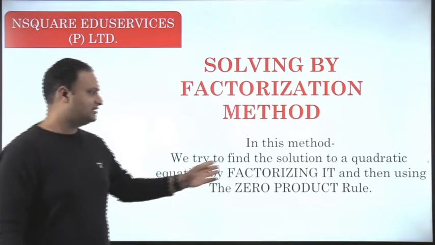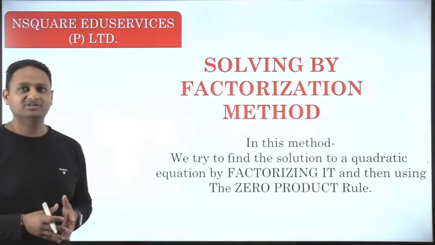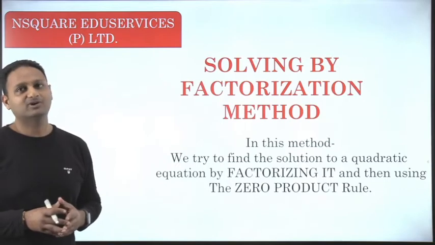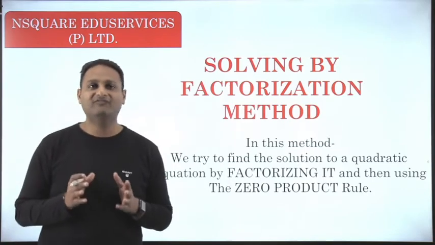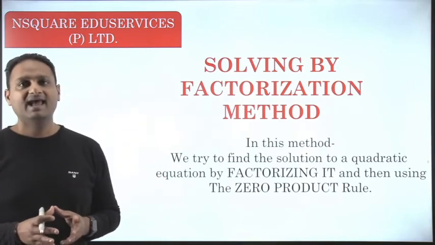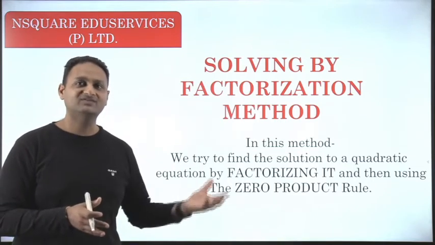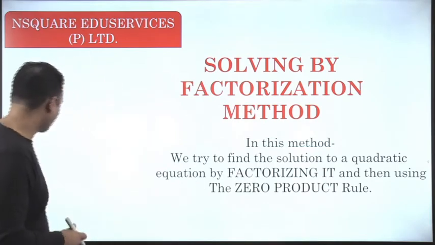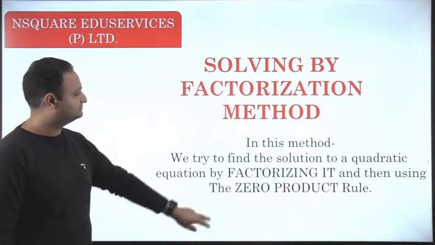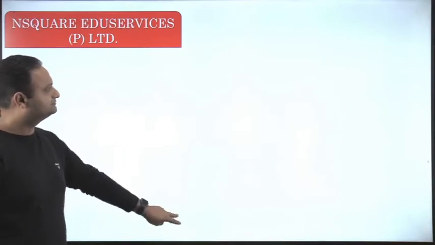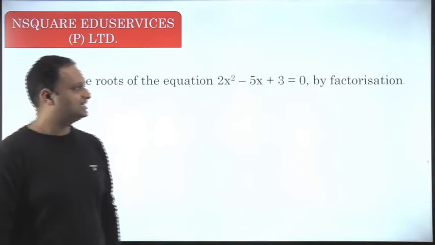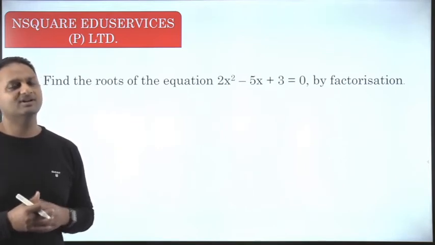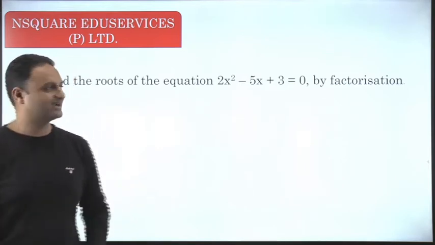In this method, we try to find the solution to a quadratic equation by first factorizing it and then using the zero product rule. So we will first have to factorize the quadratic equation and then we will use the zero product rule as we discussed in the slide before this. For example, let us solve the equation 2x² - 5x + 3 = 0. Let us try to solve this equation by factorization.